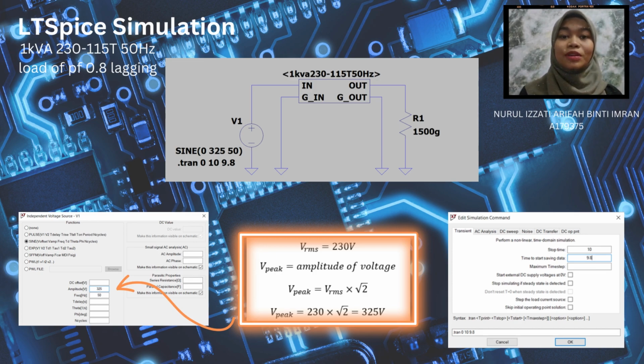By right-clicking the voltage component, click the sine function and insert 325 volts of peak amplitude with a frequency of 50 Hz. Then, 1500 gigaohm was set in the transformer by right-clicking resistor R1. The circuit starts to stabilize at a stop time of 10 seconds using transient analysis, and 9.8 seconds is the start time for saving the data.